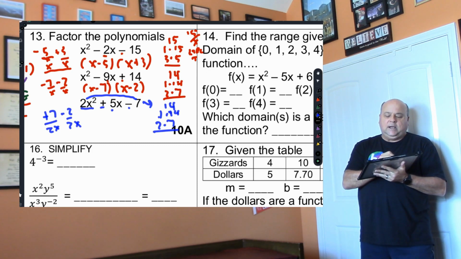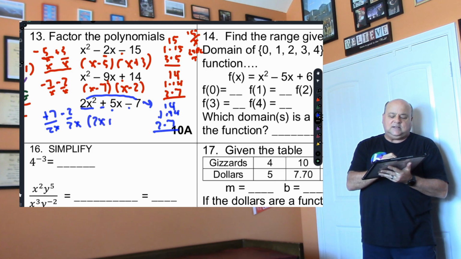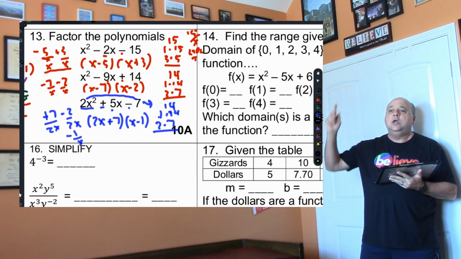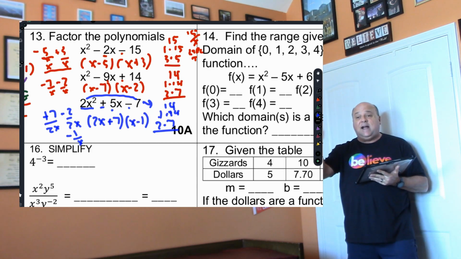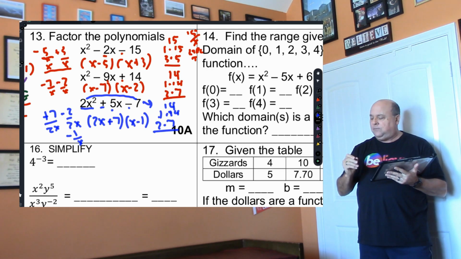Okay, so the 2x here goes on the bottom, not just the x. The 2x plus 7 can't simplify, but this can, and it's going to turn into negative 1 over x. So it's going to be x minus 1. So the factors would be 2x plus 7 and x minus 1. Remember, you can graph these, and the factors will go through the parabola at the x-intercepts. Don't ever forget that, okay?